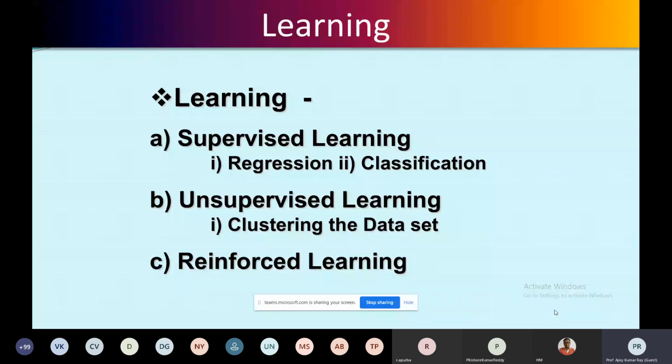Again, learning has three different types. One is known as supervised learning. Another one is unsupervised learning. The third one is reinforcement learning. Supervised learning, which is also called learning with a teacher, where the whole idea in the early phase was to classify the pattern.